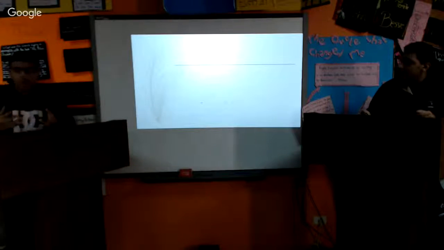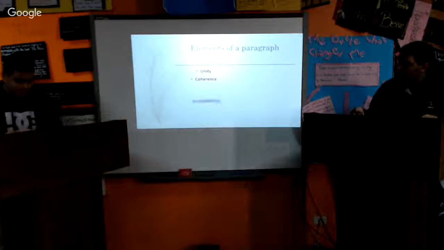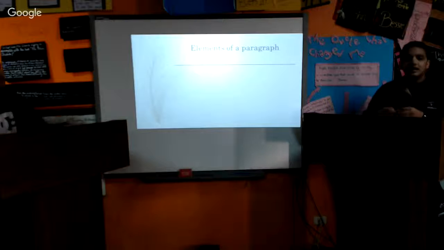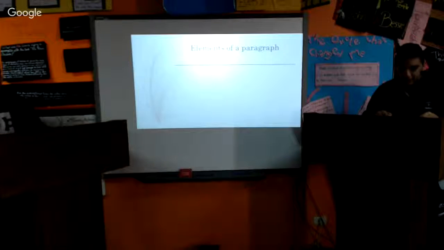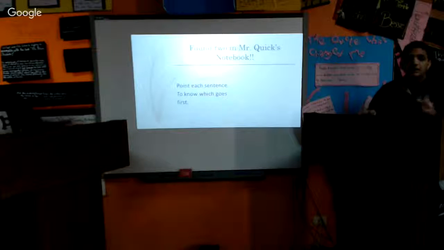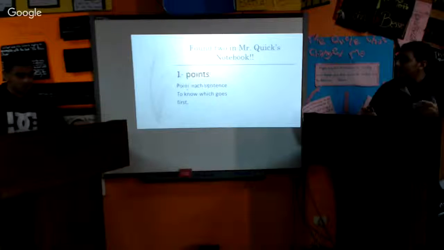Now, as we know the 4 types of paragraphs, let's move on to the elements of a paragraph. As I made a research online, I found too many elements of a paragraph, such as unity, coherence, completeness, and many more. But I only found two in my English notebook that can actually summarize all of these. The first one is points. The second one is examples.